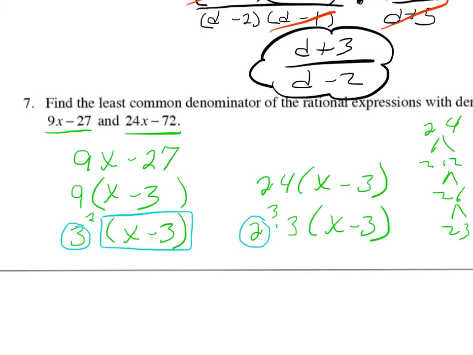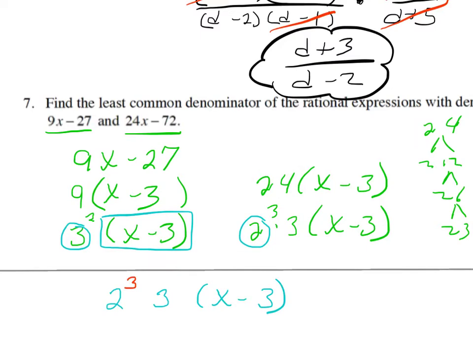I'm going to write these down, but I'm going to put the 2 first. Why? Because the 2 is smaller than the 3, and I like to put everything in ascending order. So I'll put the 2 here, then the 3, and then the x minus 3. Now let's examine this. How many 2's do I have? I have three 2's here, and do I have any 2's here? I do not. So I'm going to take the most, all three of them.